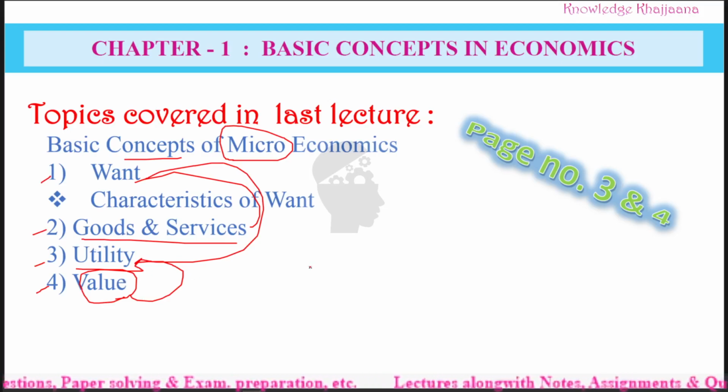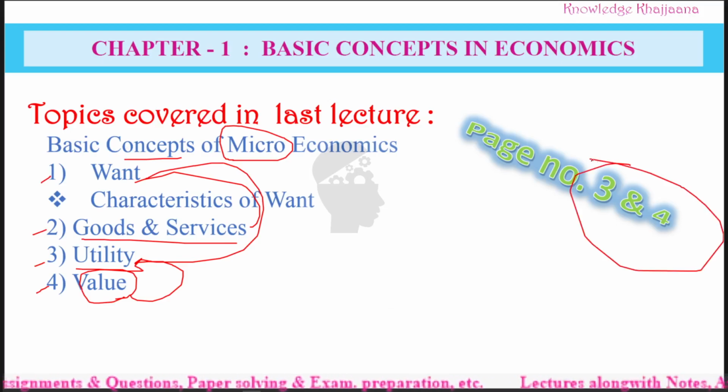Now there are types of value, that is value in use and value in exchange. The commodities or the products which we get as free goods, we call value in use, and the products for which we pay, those are economic goods, that is value in exchange. That much we have seen in our last lecture. I just took a small recap because we are continuing with the fifth basic concept of microeconomics. The earlier 4 concepts we have just covered, on page number 3 and 4.